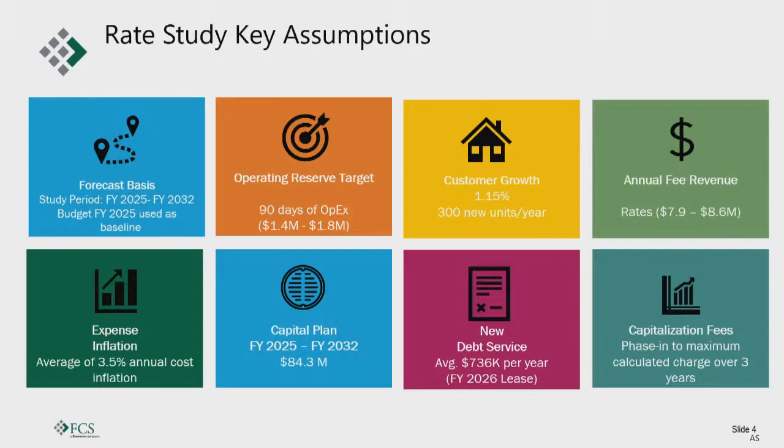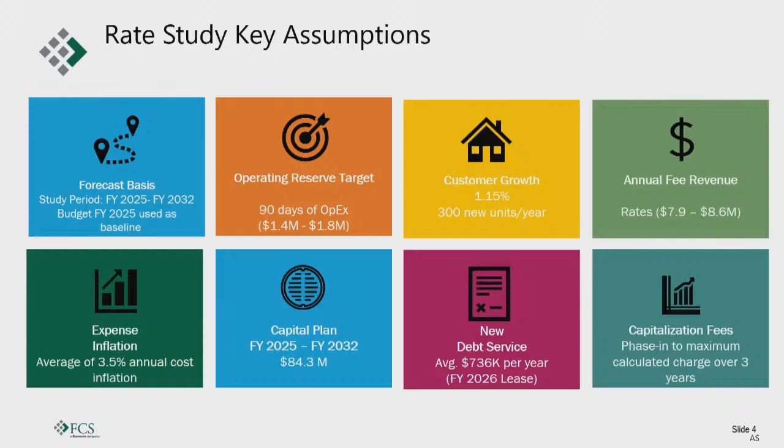So jumping into some of the key assumptions, we've got to make some assumptions about our study to build that forward-looking forecast. We're going to be talking about a study time frame from now, fiscal year 2025, through fiscal year 2032, so about 8 years. We do build our model to look out 20 years, but are concentrating on a shorter time period as we work to set rates. We typically will use the budget for 2025 as a baseline for forecasting our expenses, and then add inflationary factors to those to build out that forecast into the future.